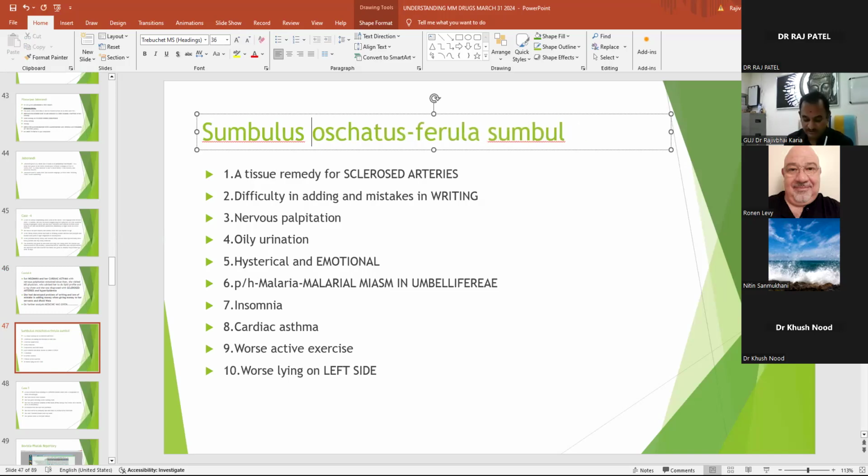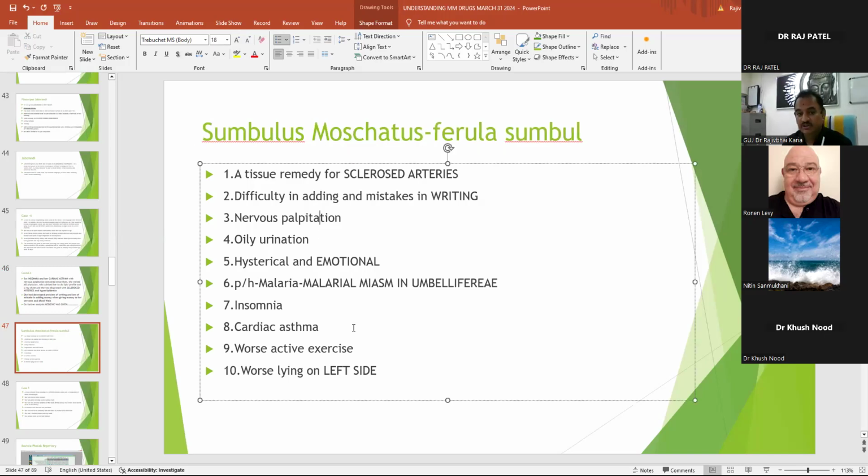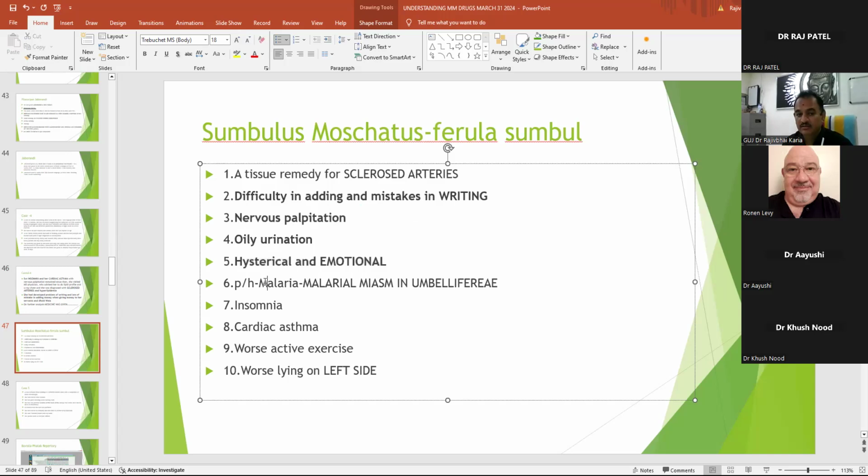Every 3 hours for arteriosclerosis. Where is it written? Boericke. See, in doses. I will write it fully, then we will read Boericke also. A tissue remedy for sclerosed arteries. Difficulty in adding and mistake in writing. See? Nervous palpitation. Oily urination, very important. Hysterical and emotional. Hysterical emotion like asafoetida. Past history of malaria. This is an umbelliferae.